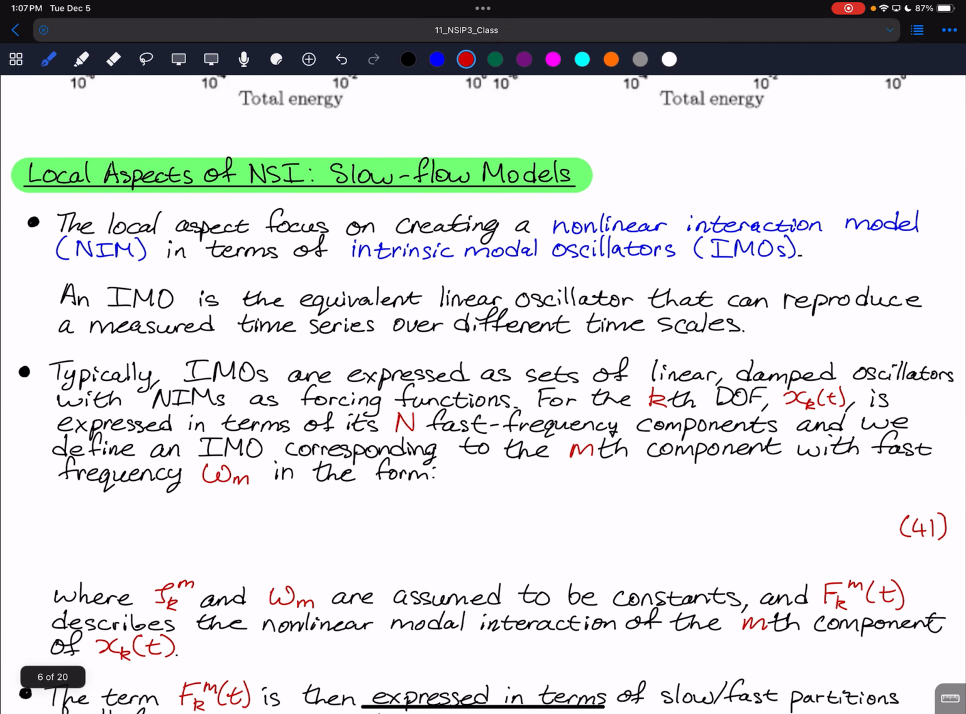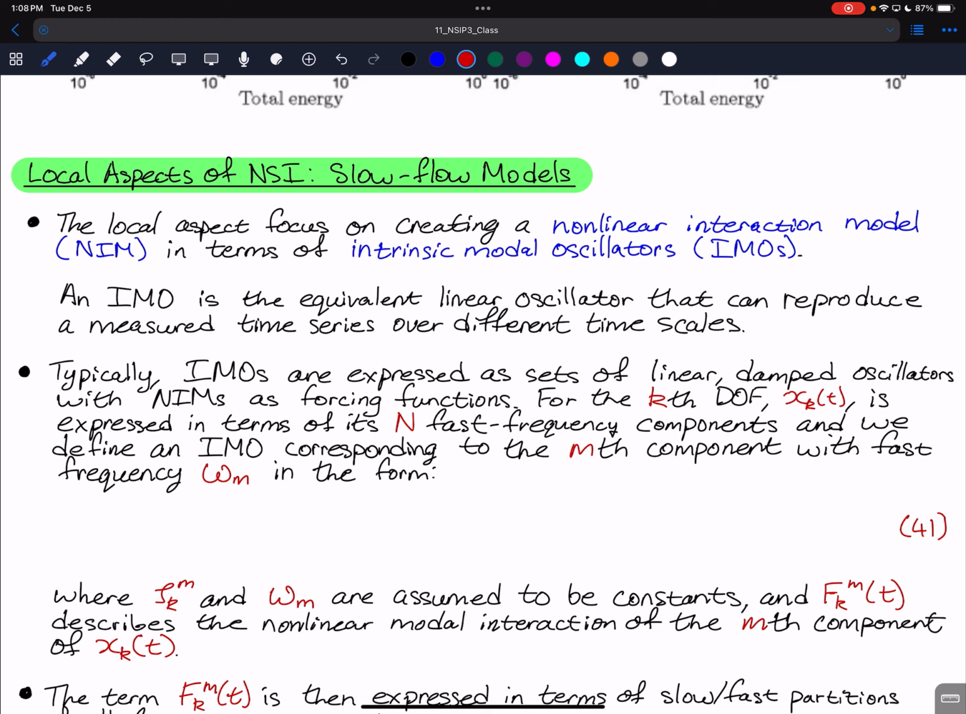Okay, so the local aspect focuses on building these slow flow models, which is what we've talked about a lot here throughout this course. And so the focus is on creating what we call a nonlinear interaction model, or a NIM, and that is in terms of what we call intrinsic modal oscillators, or IMOs. And an IMO is an equivalent linear oscillator that can reproduce that measured time series over different time scales. And we'll kind of go through what this looks like.